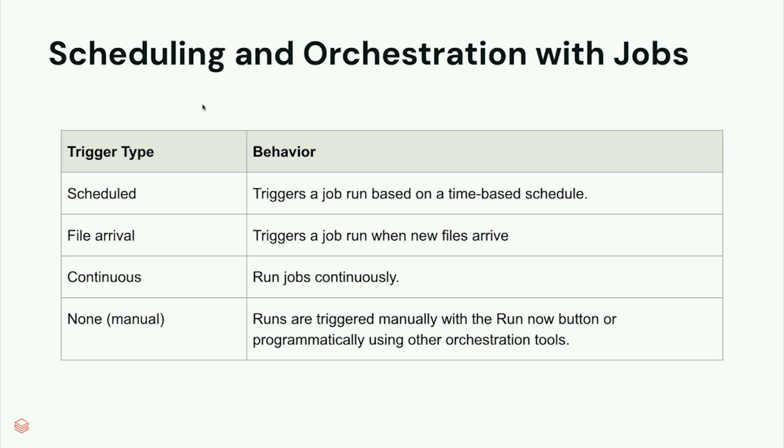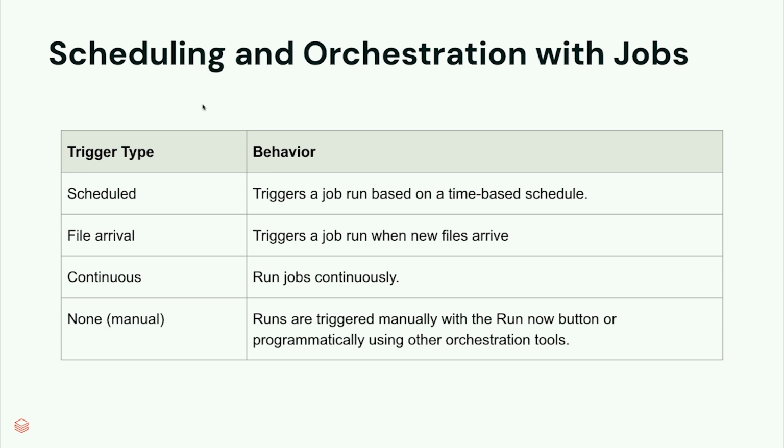And the third option is a continuous trigger, which basically means that your query runs continuously and picks up data as it arrives. And finally, there is a manual mode where you either click manually on your job to run, or you can choose to run this job programmatically using your other tools. So that's the way you run your job.